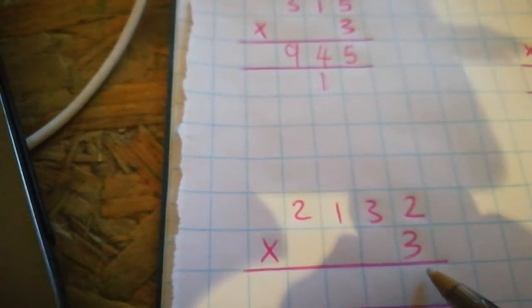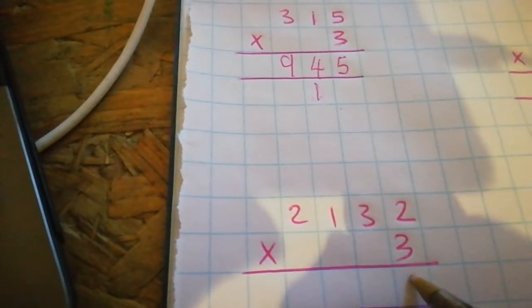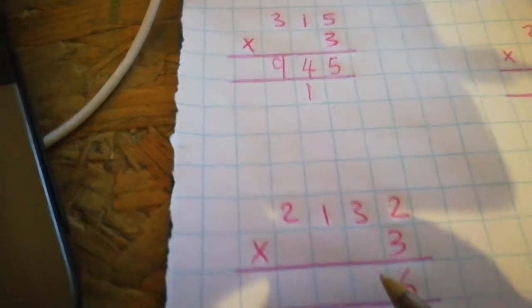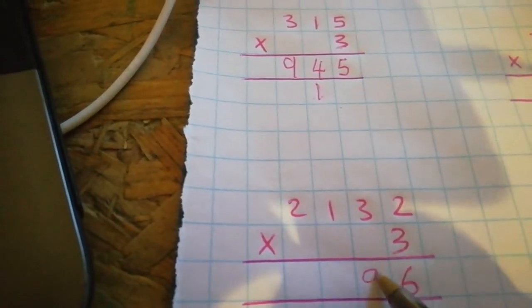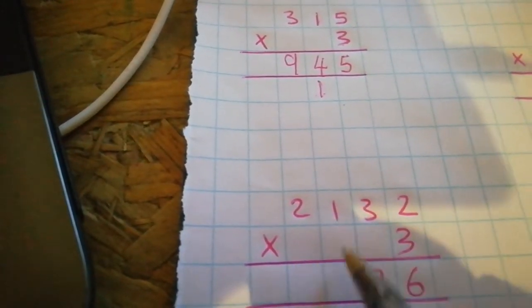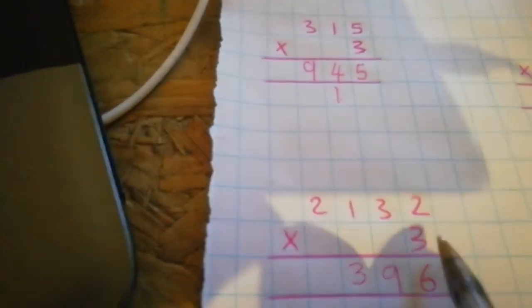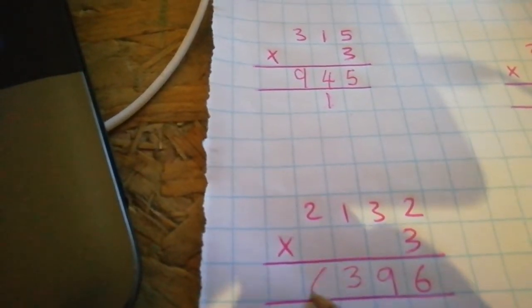So 2 multiplied by 3 is still going to be 6. 3 times 3 in the tens columns gets me 9 tens. 3 times the 1 in the hundreds columns gets me 3 hundreds. And 3 multiplied by the 2 in the thousands column makes 6,000.